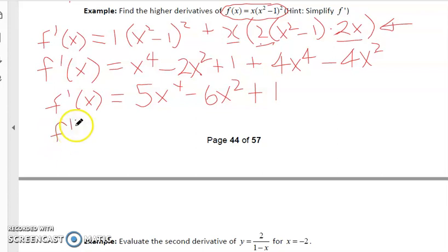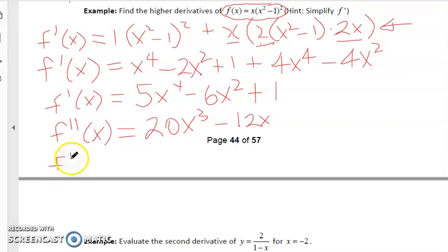So here's the second derivative. f double prime of x is equal to 5 times 4, 20x to the 3, and then minus 2 times 6x is 12x. And the 1 vanishes because it's a constant. So we can keep going now. We have triple prime of x is equal to 20 times 3. It used to be 60, I think it still is. Minus 12.